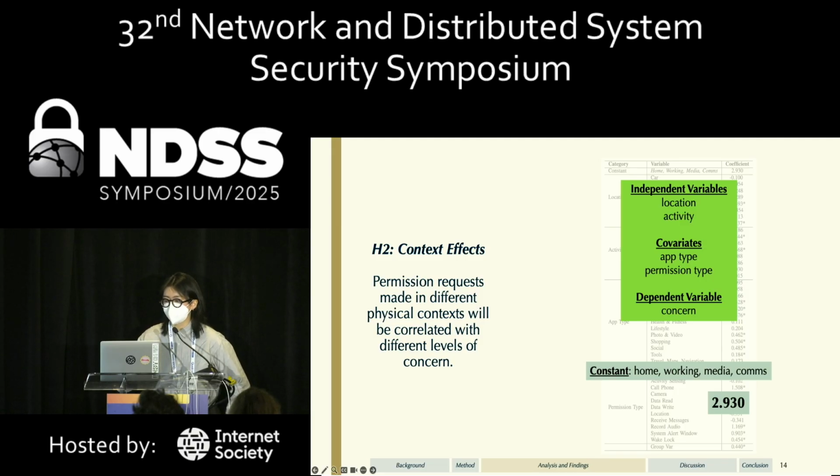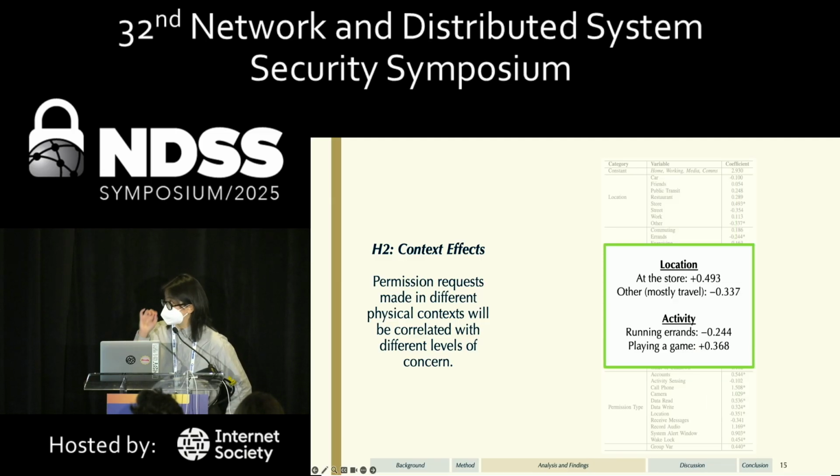So in other words, we can interpret the coefficients in comparison to a participant that was at home, working, using a media app that requests a connectivity-related permission. And their baseline level of concern was about 2.9, which aligns pretty well with the affect bar chart that I discussed earlier.